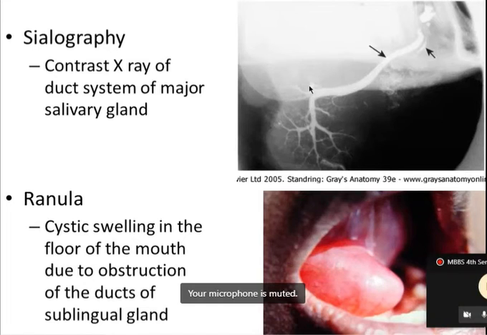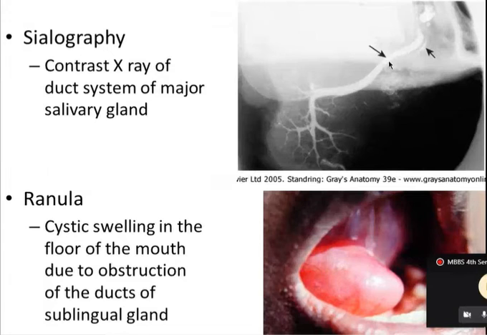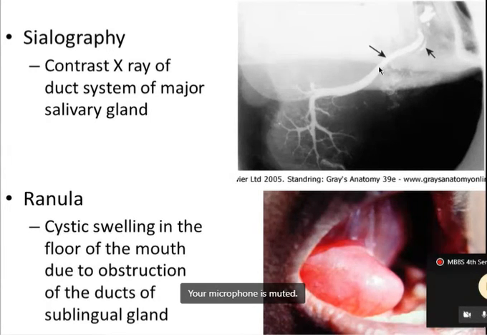So here we can see the contrast X-ray of the duct system of the major salivary gland. If there is any calculi, we can see the stone or the blockage can be appreciated in this region.